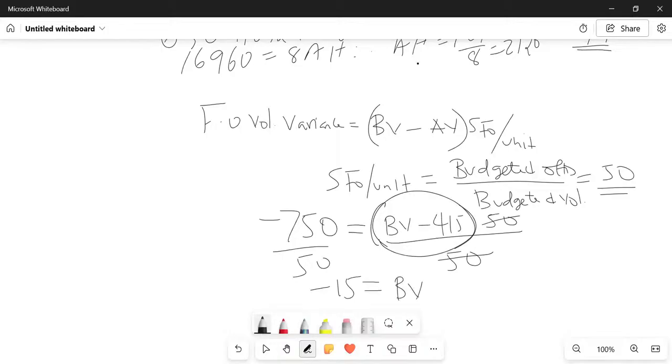So budgeted volume minus 415, like that. So then budgeted volume will be equal to who? 430. What a lie. It's 400, isn't it? Because when this crosses over, it will be minus 15 plus 415, which gives me 400. So budgeted volume is 400.